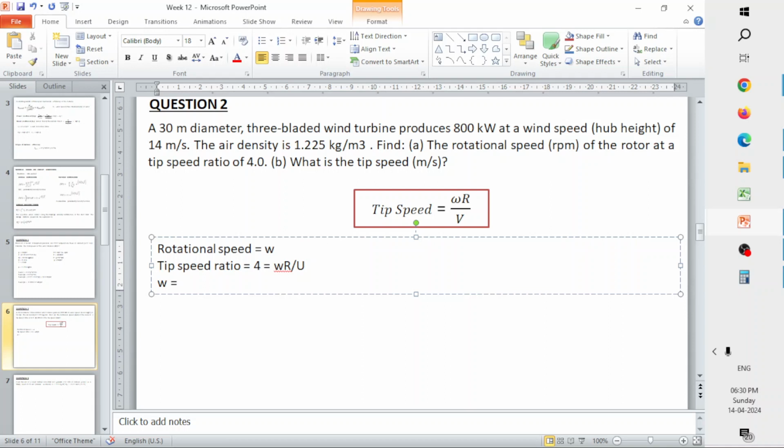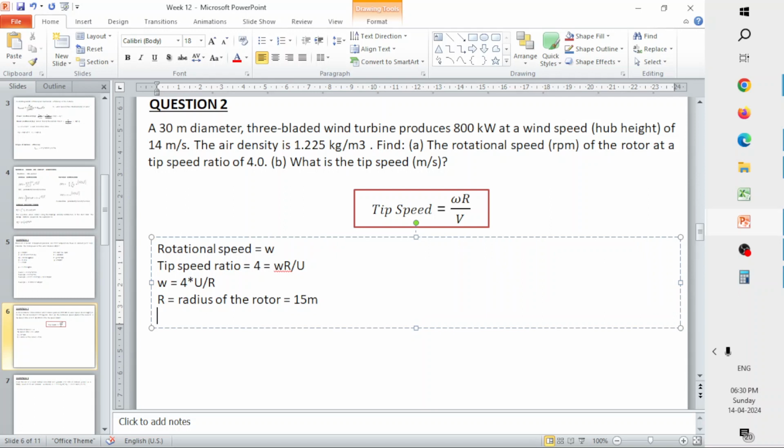u is nothing but your free stream velocity, and that is given as 14. Yes, you need to calculate omega. So it is tip speed ratio 4 times u divided by r. r is the radius of the rotor, and it's actually 30 meter in diameter, so 15 meter will be the radius, and u is the free stream velocity, so that will be 14 meter per second.